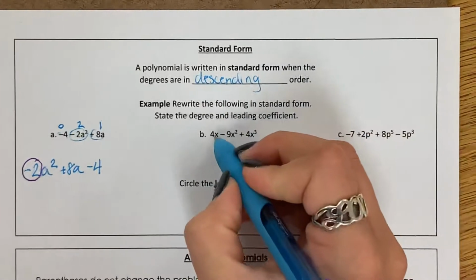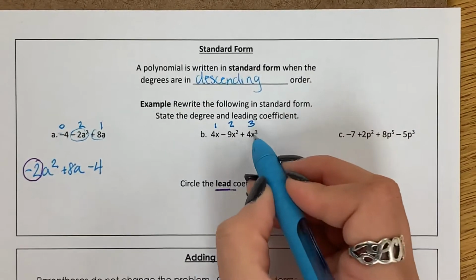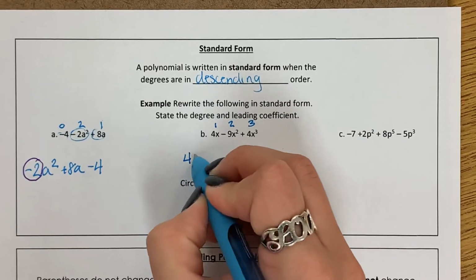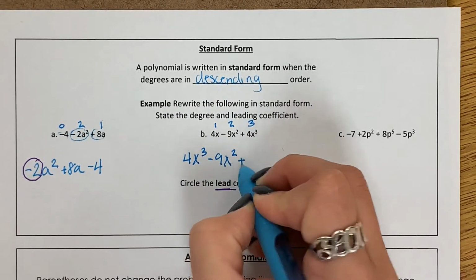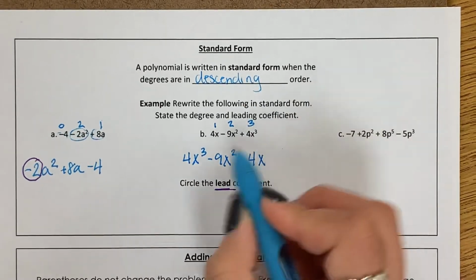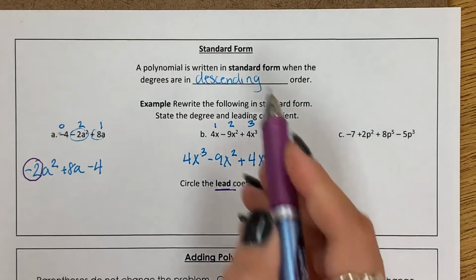Our next one here is 1, 2, and 3. So it's just completely backwards. We're going to rearrange 4x to the third minus 9x squared plus 4x. Now it's in order 3, 2, 1. And we're going to circle the lead coefficient.